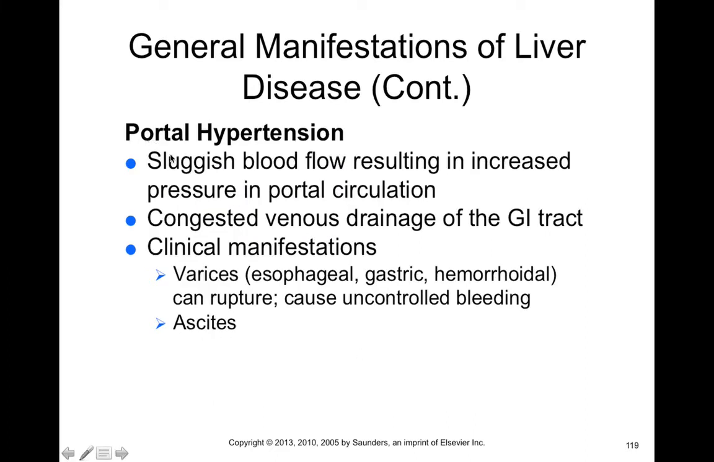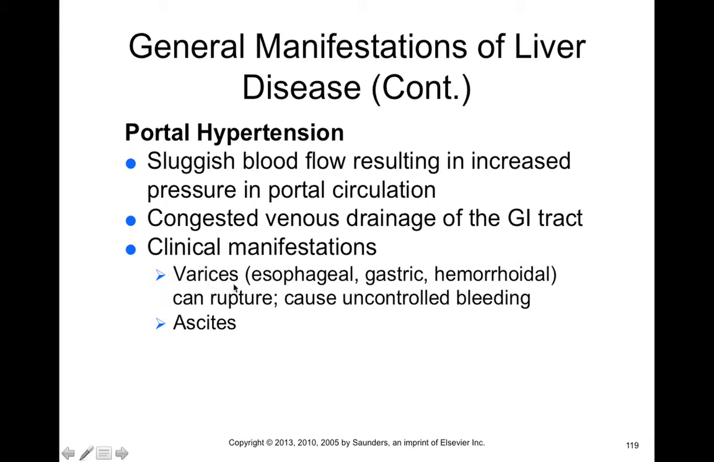Now, portal hypertension we talked about was a congestion of venous blood in the portal circulation. And it's due to sluggish blood flow that results from increased pressure in the portal circulation. And this congested venous drainage of the GI tract leads to things like varices. And these varices are basically protrusions or dilations of vessels that are part of the portal circulation.